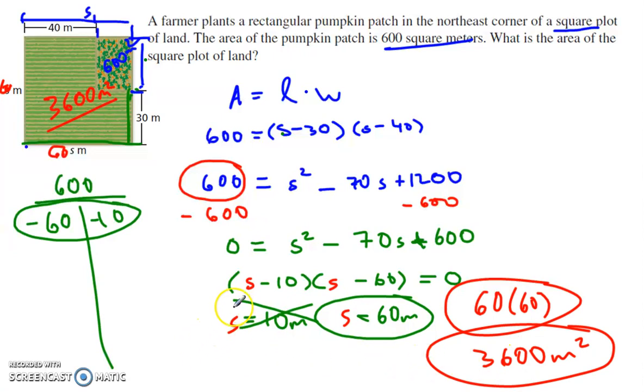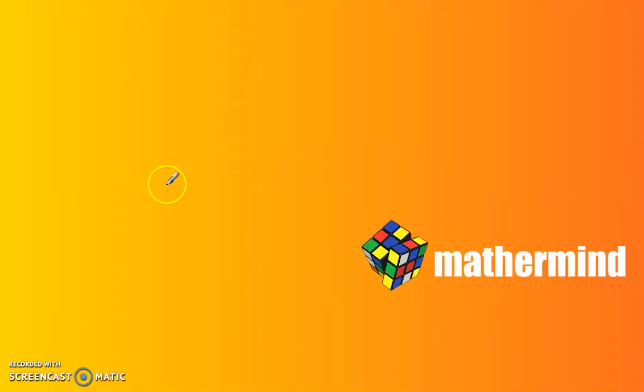There you go. Slightly challenging. You have to figure that out. And remember, you have to set it equal to 0 in order to factor it. There you go. Good times.